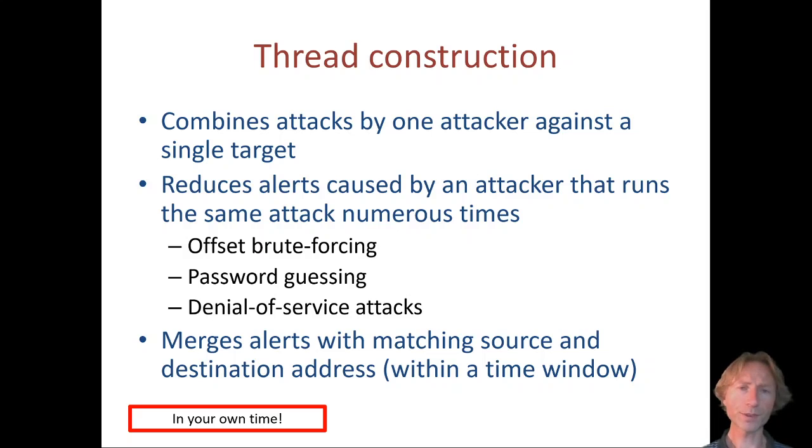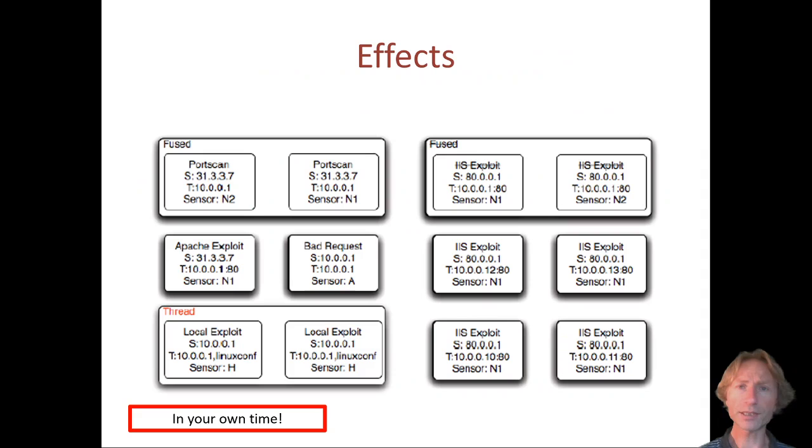reduce the alerts. For instance, we may see that there's a lot of attempts to do something like password guessing or brute forcing of numbers or denial of service attacks. If we see many of these against a particular target, we actually group them together and say, oh, this is what is going on. So you merge these alerts with the matching source and destination address, and you get something such as this one, right? So where two of them are part of a threat, and then we have even more reduction.